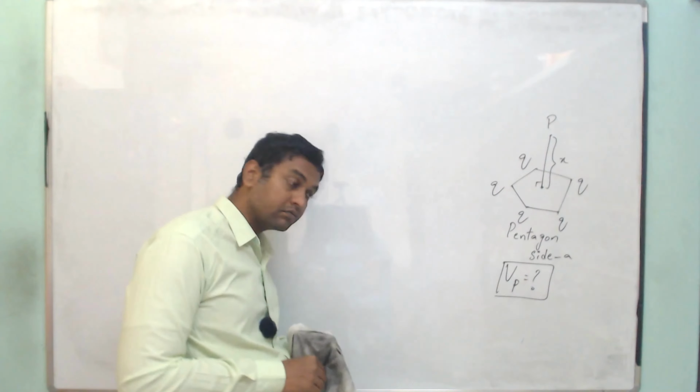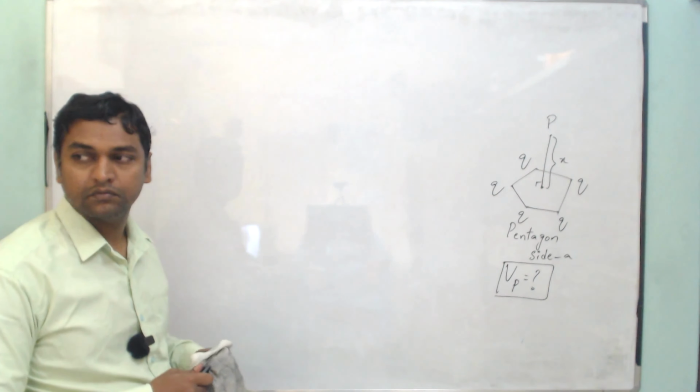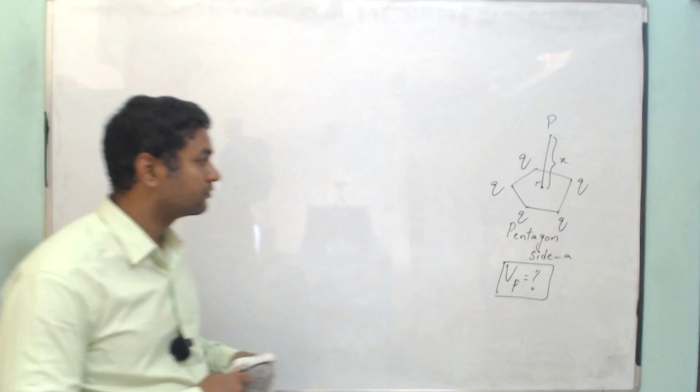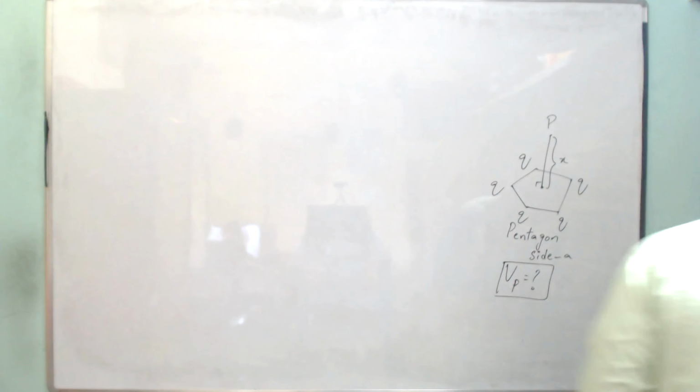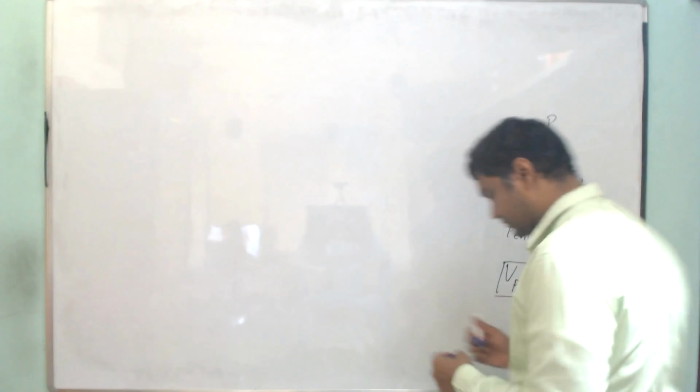5 times kQ divided by under root of a square by 4 sine square pi by 5 plus x square.